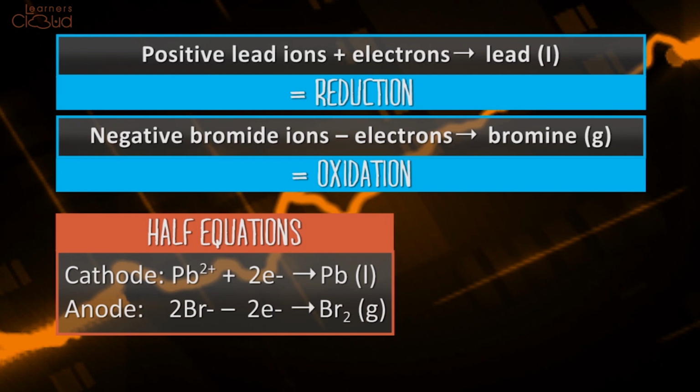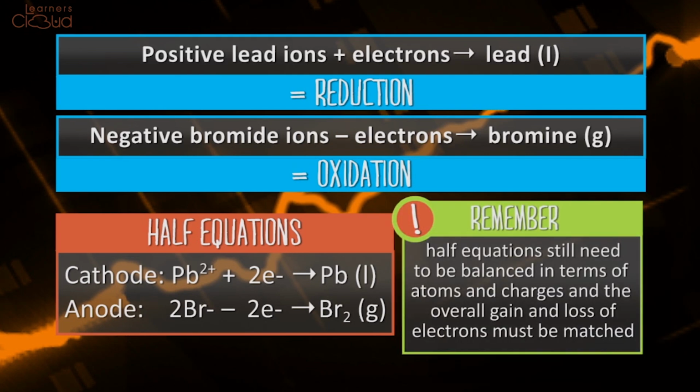They're called half equations because each one is only half of the overall electrolysis process. One half equation takes place at the anode and the other takes place at the cathode. Remember, all half equations still need to be balanced in terms of atoms and charges, and the overall gain and loss of electrons must be matched.